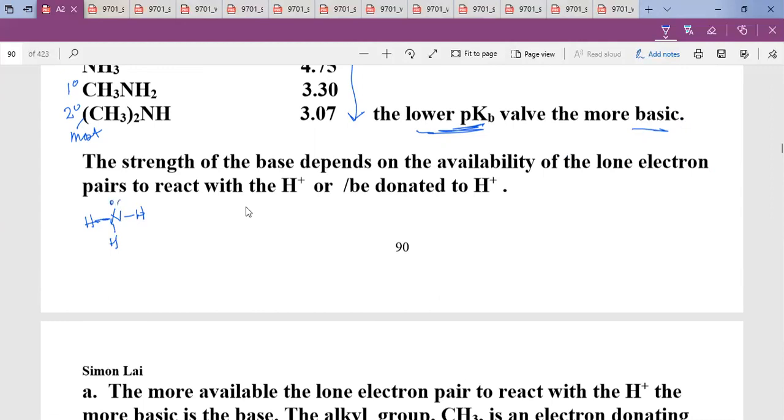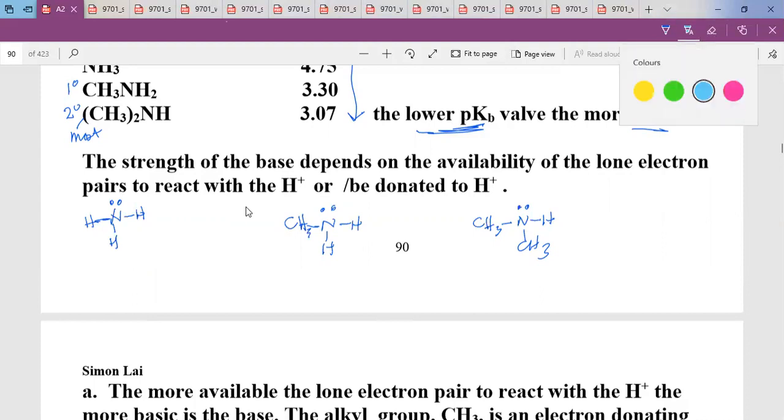Lone pair here. Okay? Primary amine and CH3, let's say. H here and H here, and lone pair here. Secondary amine, CH3 and H here and CH3 here. All got the lone pair here. Okay? So let's say, I will change the color.